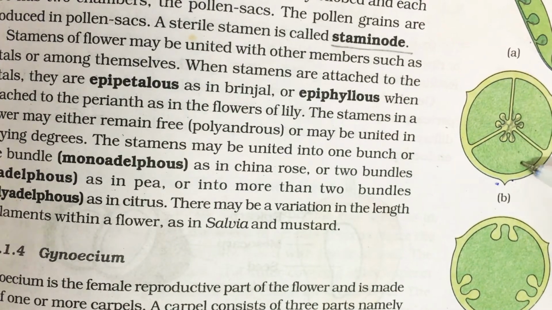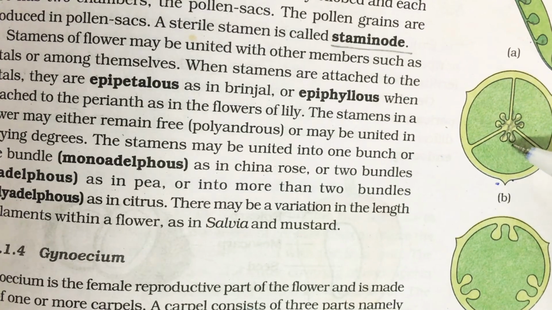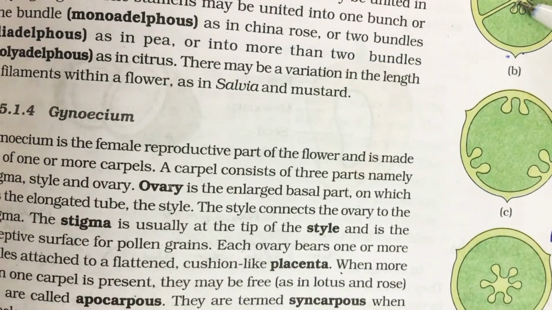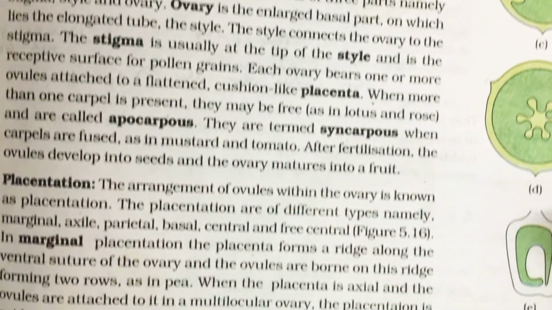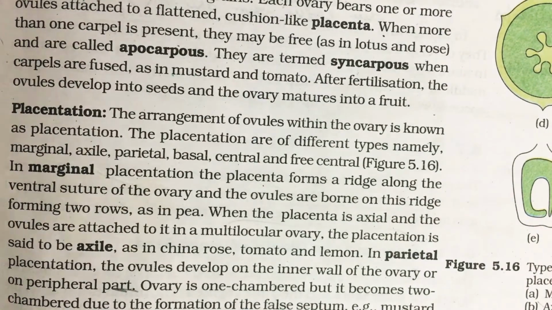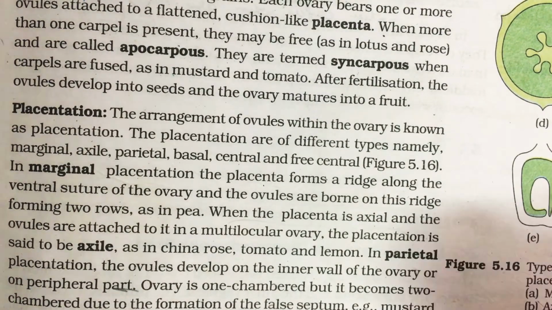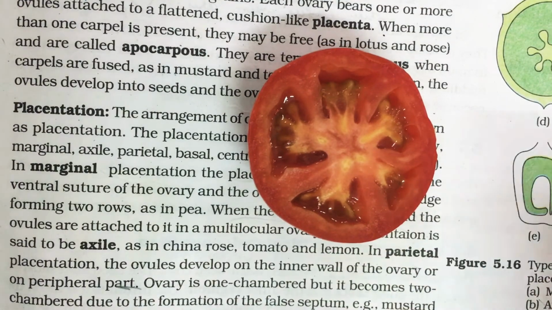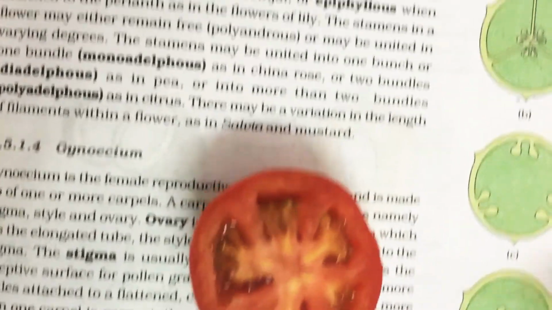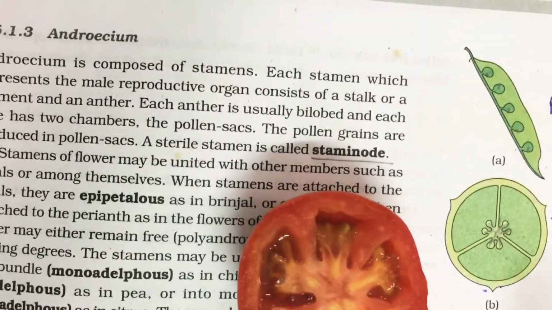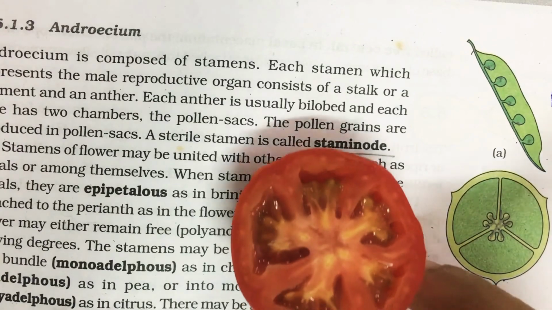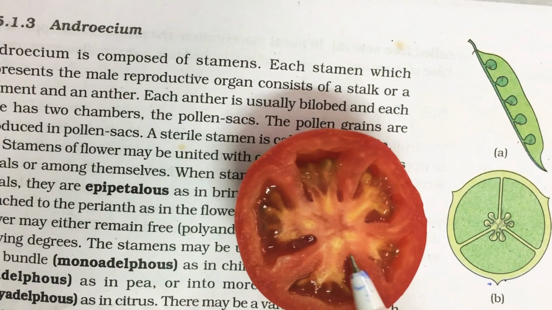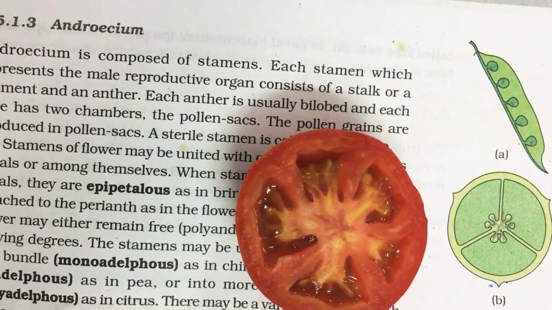Locules means chambers. The ovules are attached to the placenta in the middle, in the axis. This type of placentation is known as axile placentation. Just see, this is the case of tomato with axile placentation, same as that shown in this axile placentation. This is axile placentation, single ovary. The ovules are present in the center, attached with the placenta.